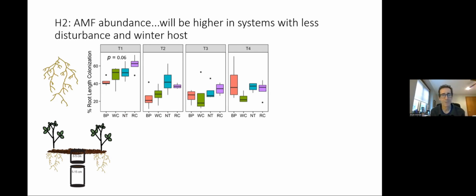And so the activity on the root system is kind of the same through most of the season, regardless of the system that we're evaluating.